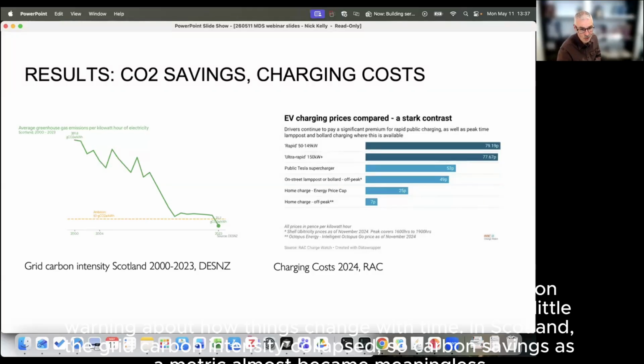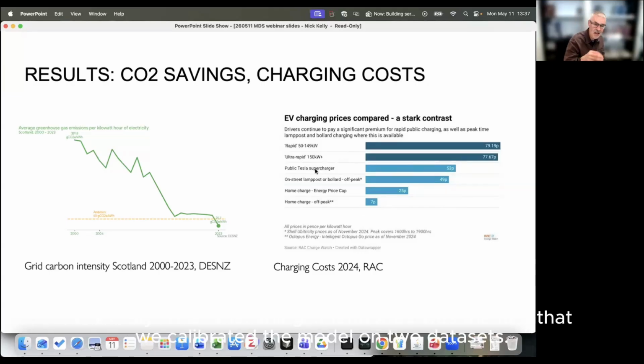So that's just a little warning about how things change with time. In Scotland, the grid carbon intensity collapsed, so carbon savings as a metric almost became meaningless. The other thing I mentioned was the fact that we calibrated the model on two data sets.